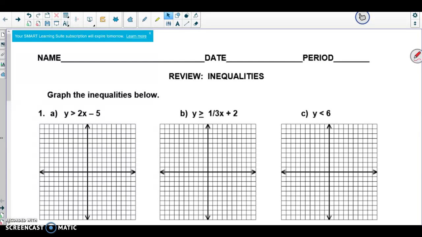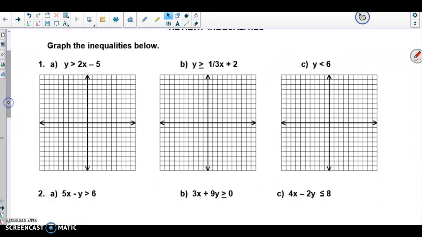All right, let's do the review for the inequalities test that's coming up. We are graphing the inequalities below, and the first three are given to us in slope-intercept form, where y is already by itself. So y greater than 2x minus 5, we should be able to just use our y-intercept of negative 5. 1, 2, 3, 4. Oopsie, 5 is my first one, and my slope is 2, so I go up 2 and over 1.